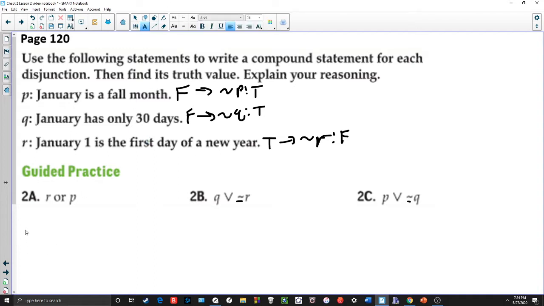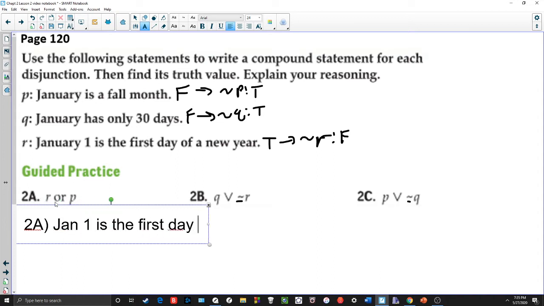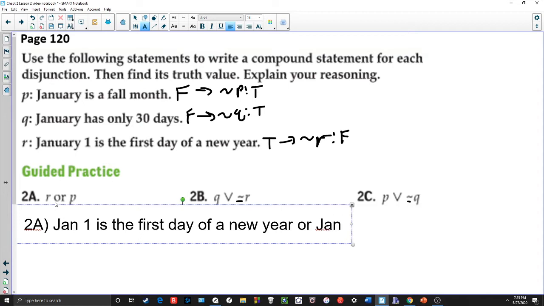So let's do 2A first. So it says R or P. Okay, so 2A. So R is January 1st, the first day of a new year. So January 1st is the first day of a new year. Then or P. So January is a fall month.